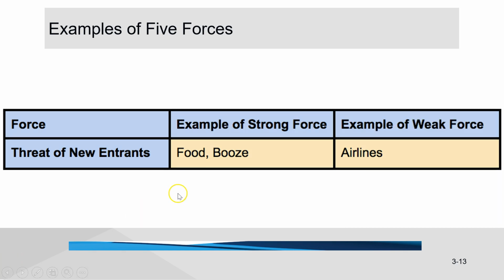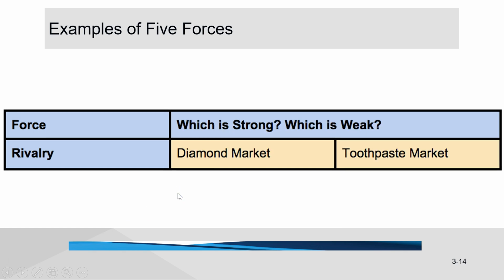And here are the answers to that last question. And how about in terms of rivalry? When is the force of rivalry strong and when is it weak? In the market for diamonds or the market for toothpaste?